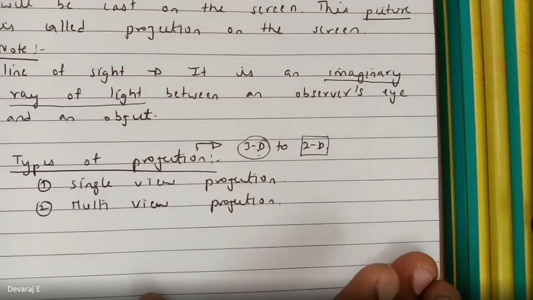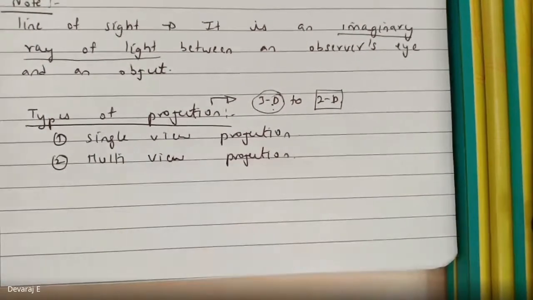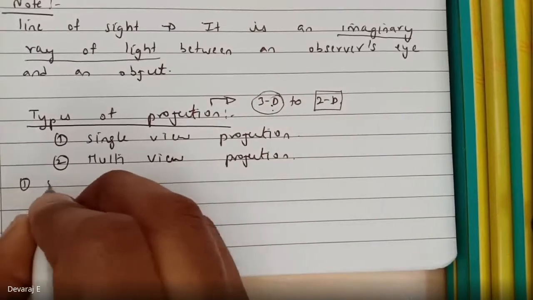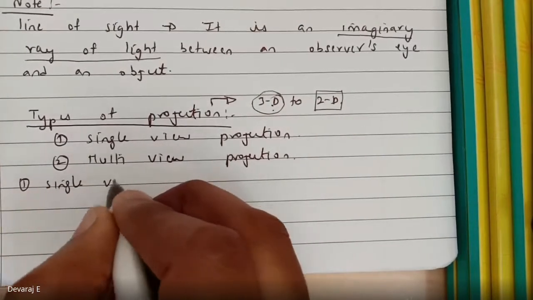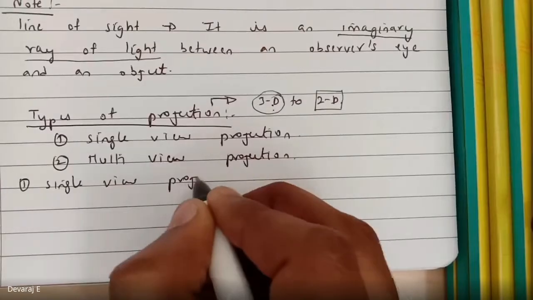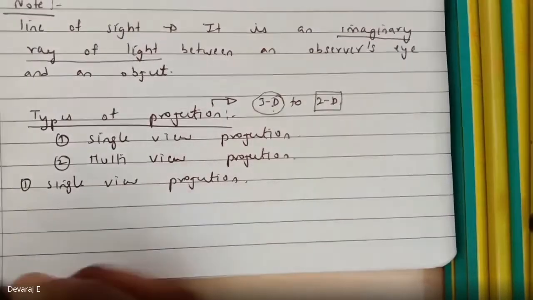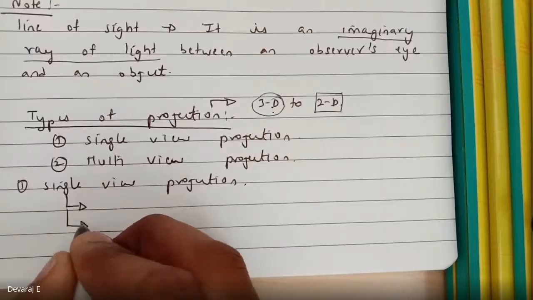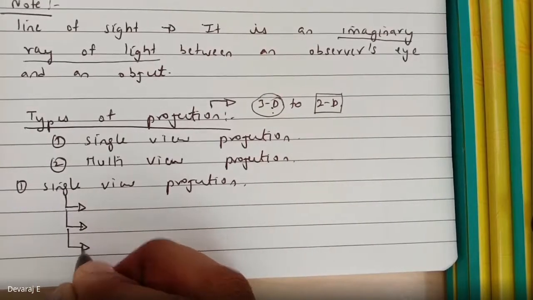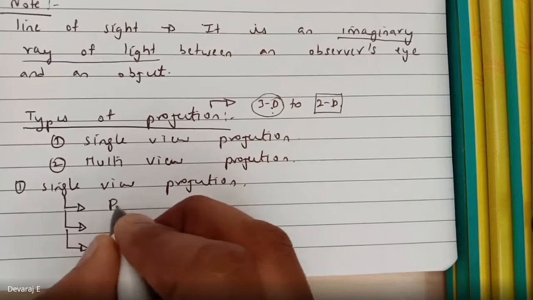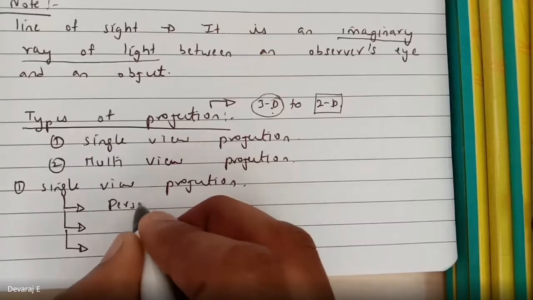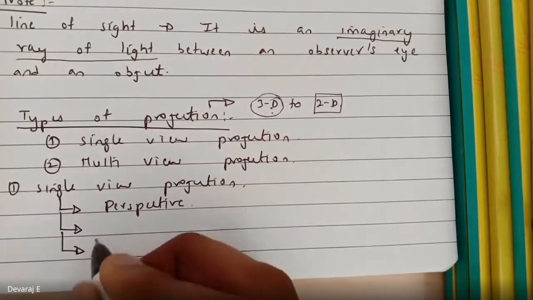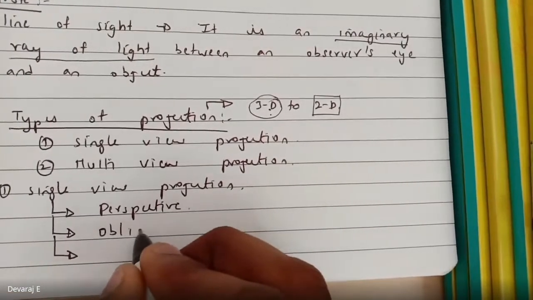Now we will go for single view projection. Okay. In single view projection, write down, again you have three types. Write down. I will explain you one by one. The first type is, write down, perspective projection.